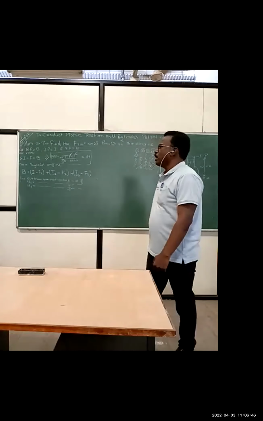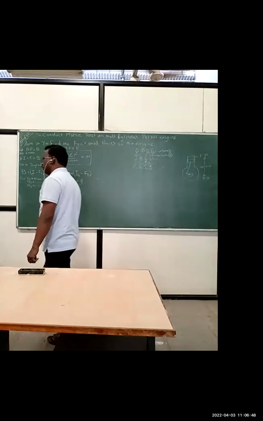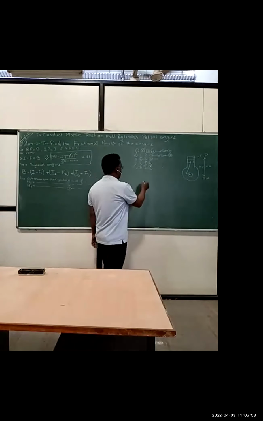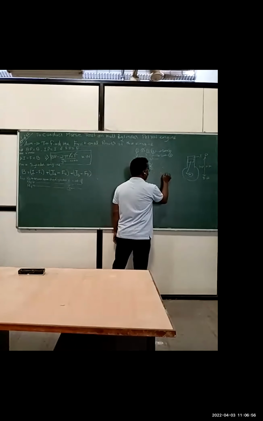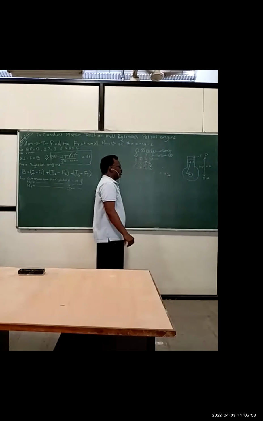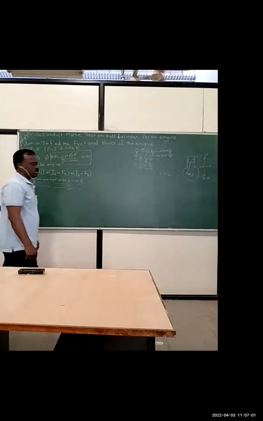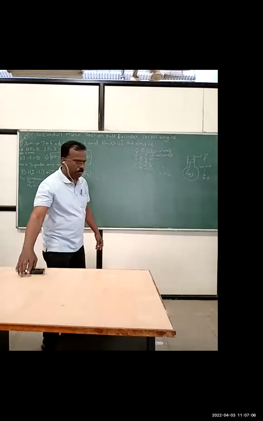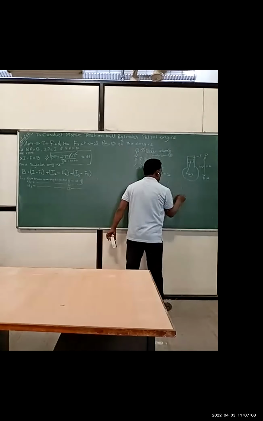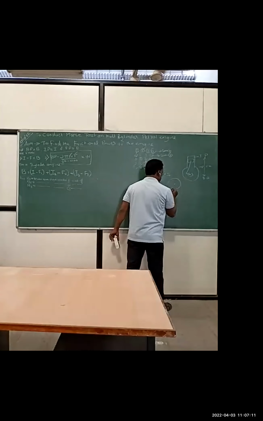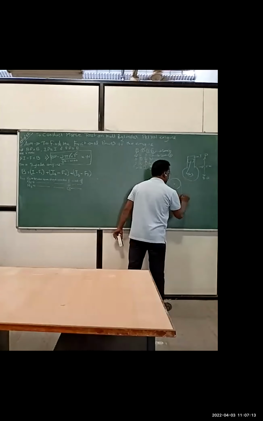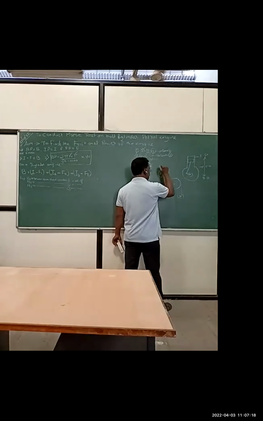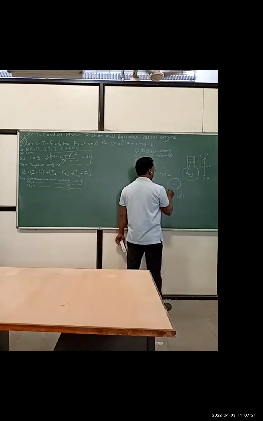If you are using a rope brake dynamometer, then the torque will be equal to force into perpendicular distance. Here the force is applied on the spring balance or the weight. Assuming it is something like this, here this is the pulley, this is the spring balance, and this is the weight. In this particular case, the force will be W minus S.